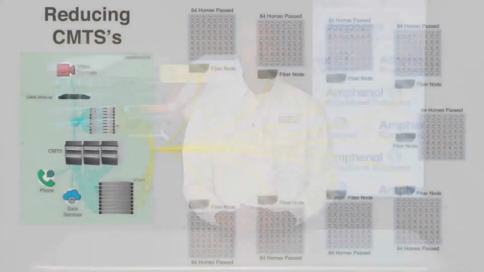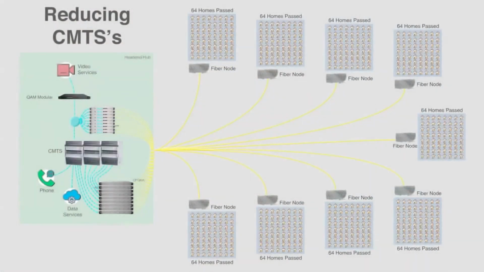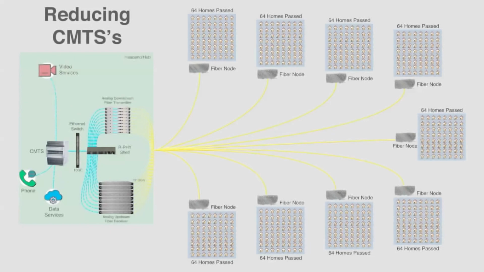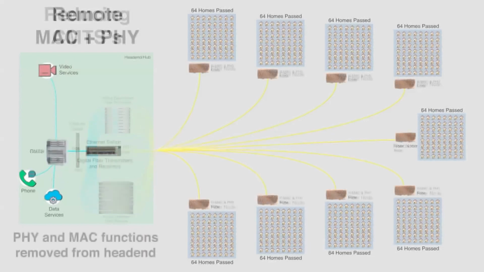Remote PHY can also be used to reduce the number of CMTSs when doing node splits. The CMTS's RF line cards are replaced with digital line cards and connected to 10 gig Ethernet switches. So instead of purchasing more expensive CMTSs, you can purchase less expensive Remote PHY shelves. Another component of distributed access architecture is Remote MAC plus PHY.